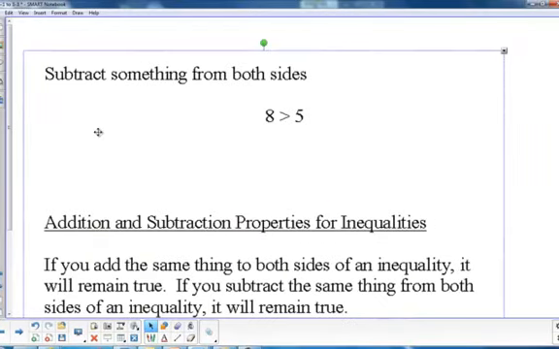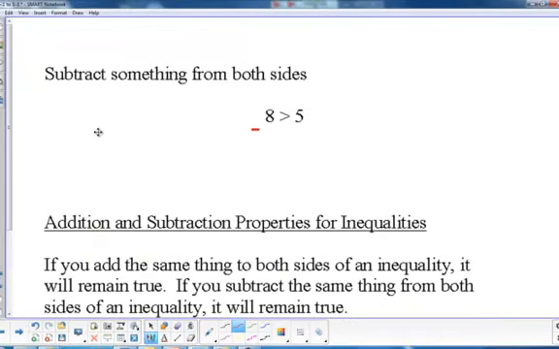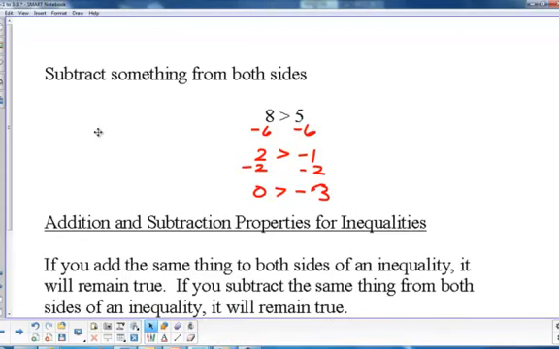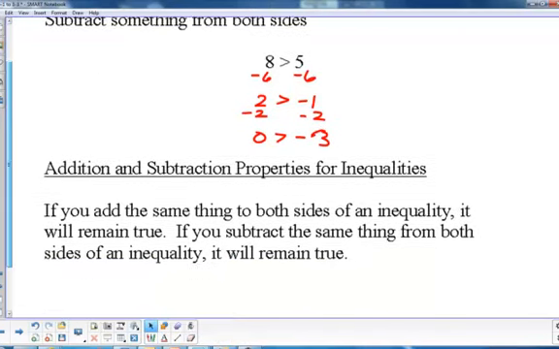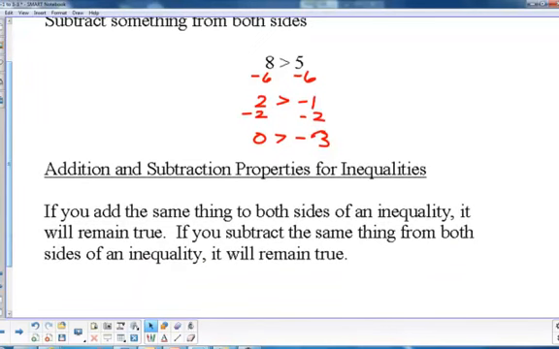If you subtract something from each side, let's subtract 6 from each side. 2 is still bigger than negative 1. And if you want to subtract again, we could subtract 2. 0 is still bigger than negative 3. So if you add or subtract on both sides of the inequality, it's true no matter what.